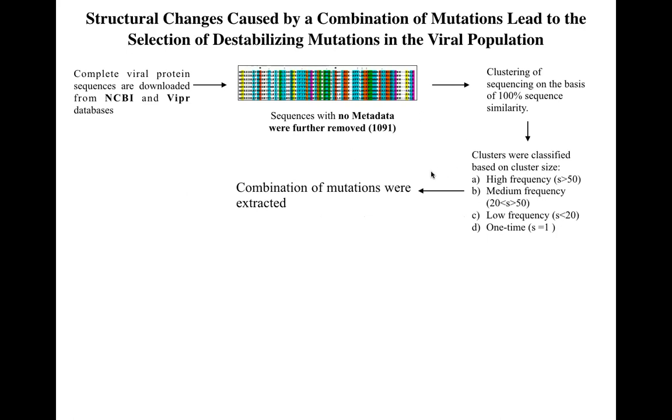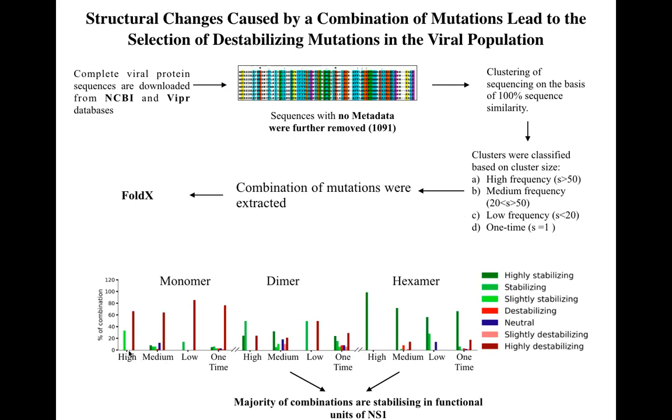These combinations of mutations were extracted from these regions, and we performed FoldX to check the effect of these combinations on NS1 structure. From this, the x-axis represents the high, medium, or low type of cluster based on their frequency, and the y-axis represents the percentage of combinations. Here you can clearly see that the majority of combinations are stabilizing in the functional units, that is, dimer and hexamer.